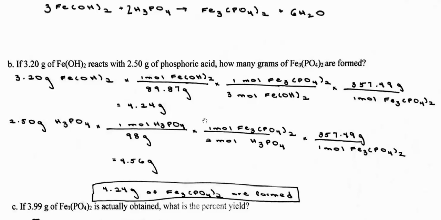So what you should notice is that since only 4.24 grams of iron phosphate are produced for this one, you'll run out of iron hydroxide before you run out of H3PO4, because this can make more of your product. So only 4.24 grams of iron 3 phosphate can be produced. So that's your answer there. And if I asked you what your limiting reactant would be, it would be your iron hydroxide, because it can only make that much. That's a smaller amount.